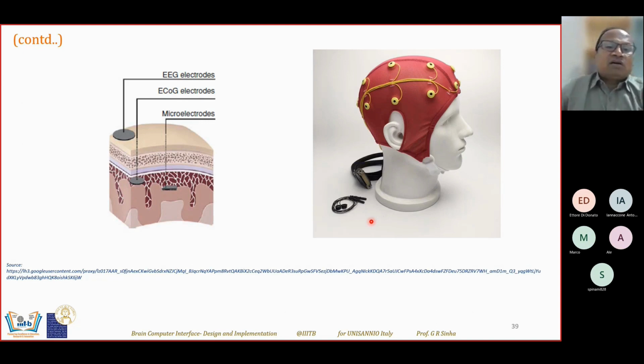So this diagram, I think, gives very much clarity. How do we place the EEG electrode just at the top, ECoG a little inside, just a little inside in a certain area, and look at the micro electrode. It's inserted very, very deep into the cerebral cortex area. So this is how positioning is indicated.